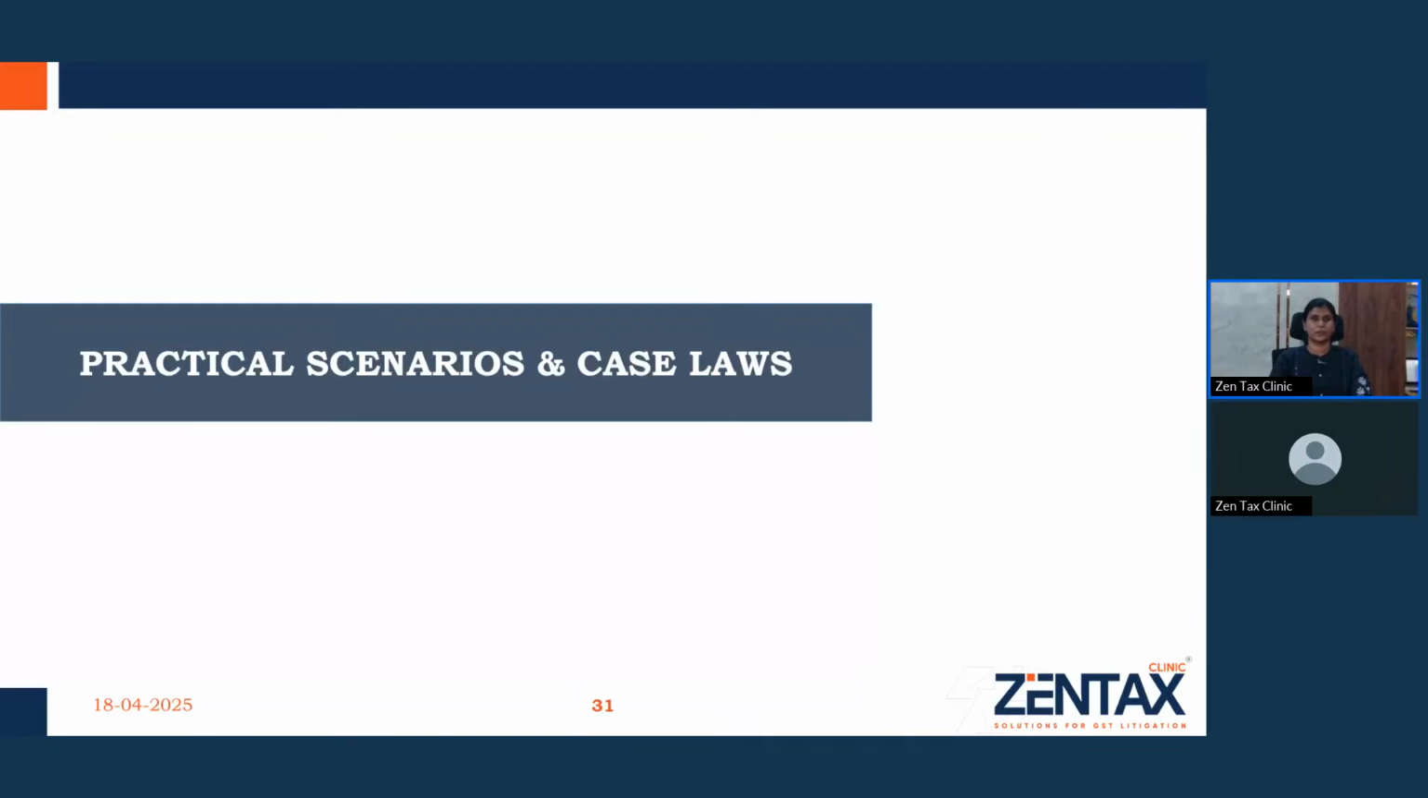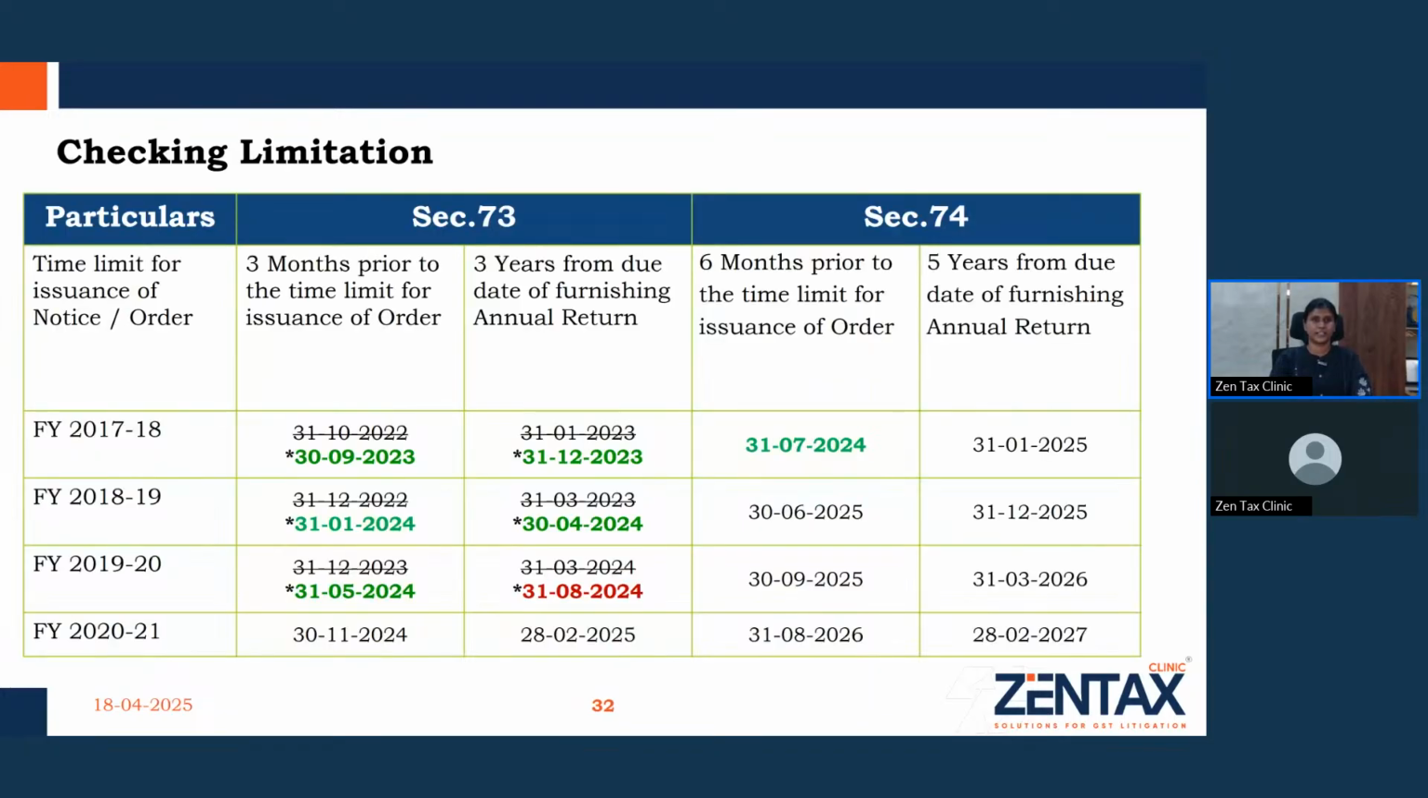Now we will see the practical scenarios and case laws regarding the appeals under GST. Checking limitation. This is one very important step which we need to comply with if we receive any notices or order from the GST department. That is, we need to check the time limits, whether the notice is properly issued within the time limits. If at all the notice is not issued within the time limit, then such notices can be disposed of by the courts. So now we will see what are all the time limits available for issue of notices.